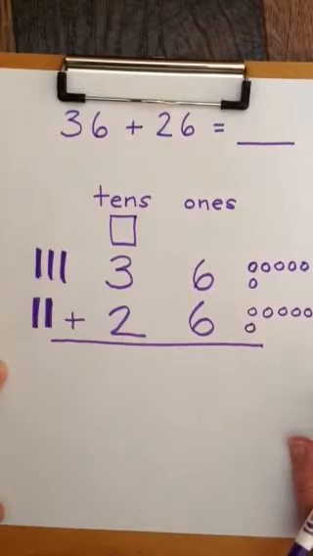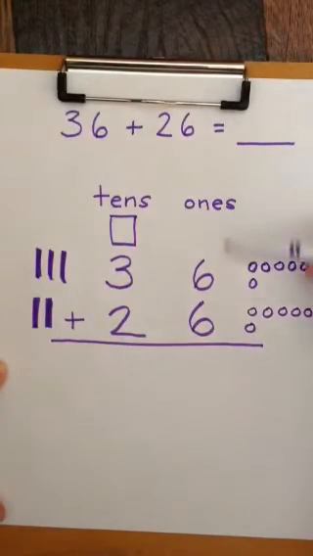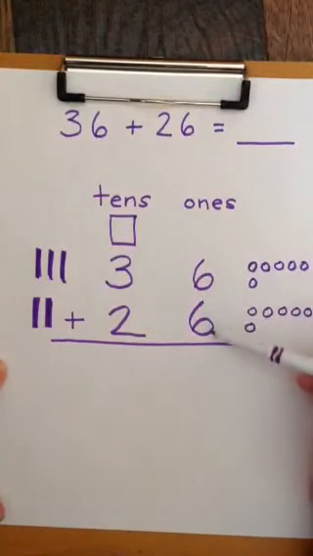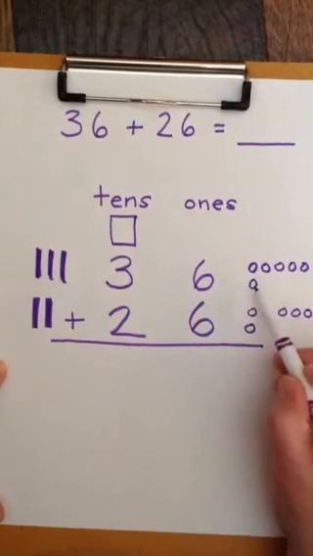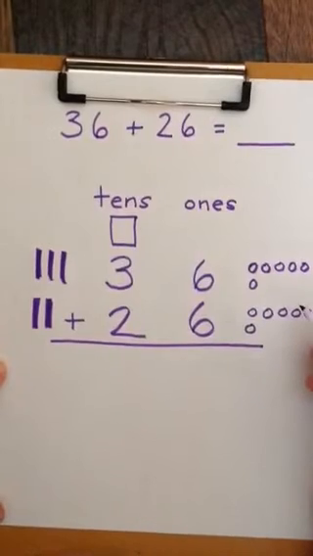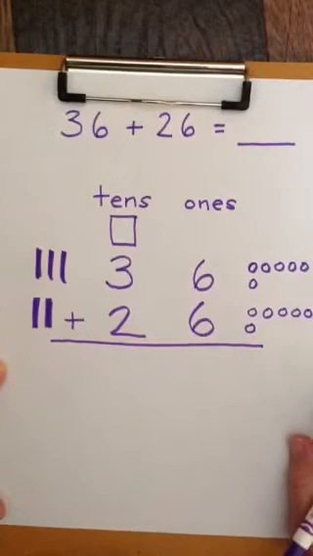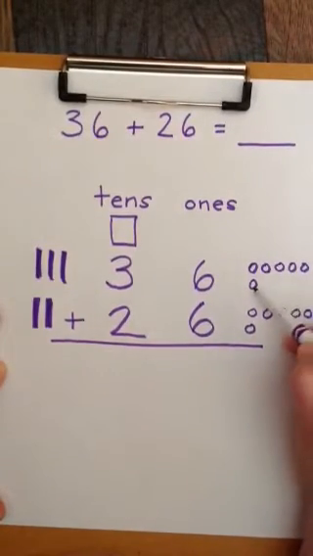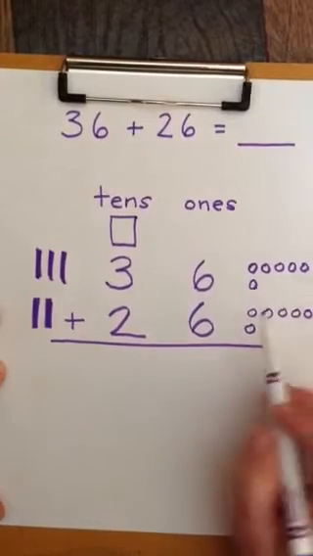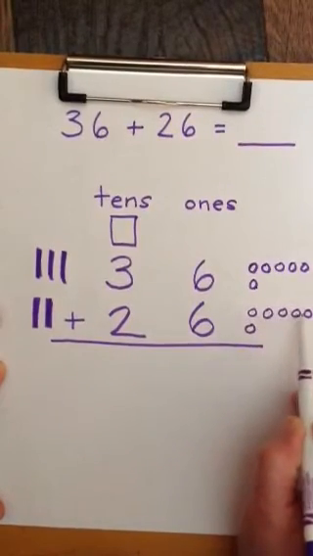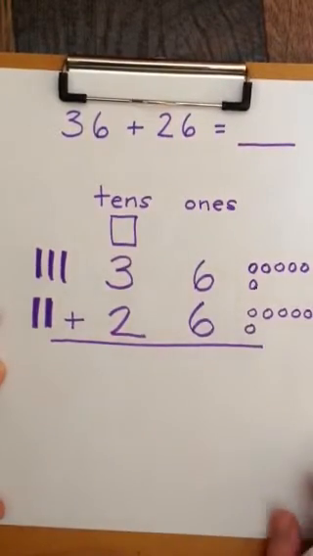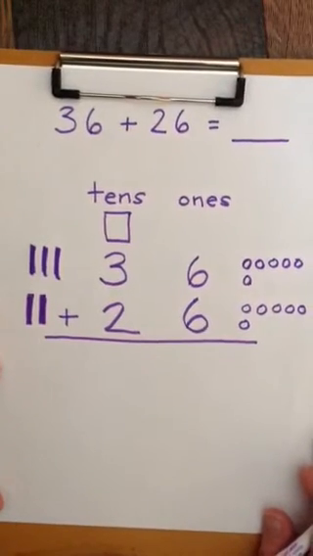Now, I know that we have to start in the ones, so I'm going to add 6 and 6. I'm going to count on, oh, actually I know 6 and 6 is a double, so I know it's like the egg carton. 6 eggs plus 6 eggs makes a dozen, which is 12. Or I could count on from one of the numbers. 6, 7, 8, 9, 10, 11, 12. 12 is more than 10.